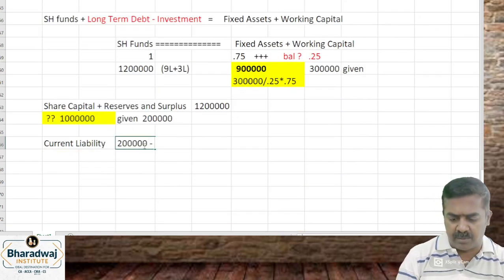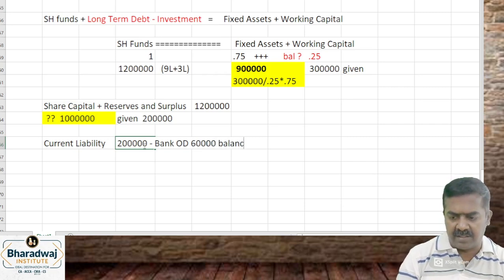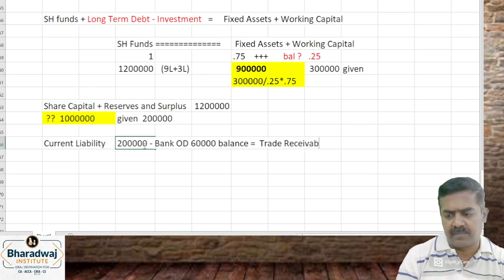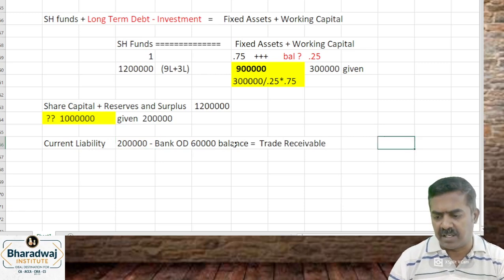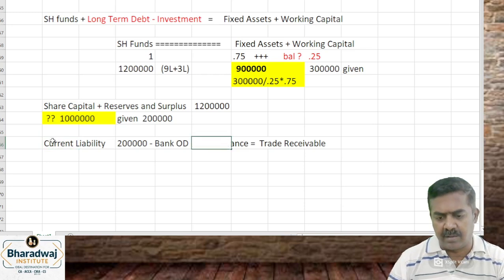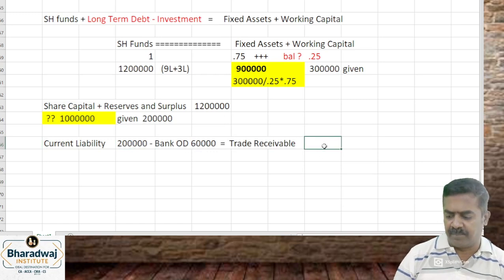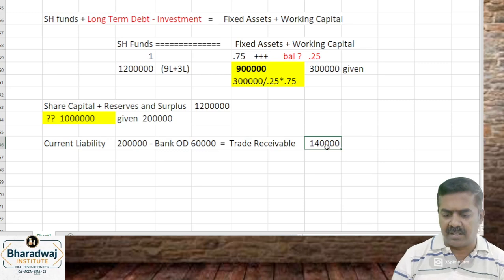That includes bank OD. Bank OD எவ்வளோ இருக்கு? 60,000. Balance can be taken as trade receivables. Where the data available, so balance can be taken as which one? Trade receivable. We are not given any detail about prepaid expense, any outstanding expenses, any other liability. So balance can be taken as trade receivable. 1,40,000 can be taken as trade receivable. This is the answer for the first question.